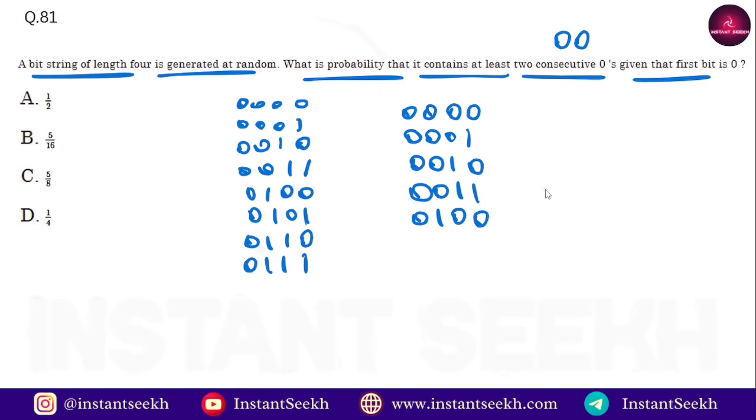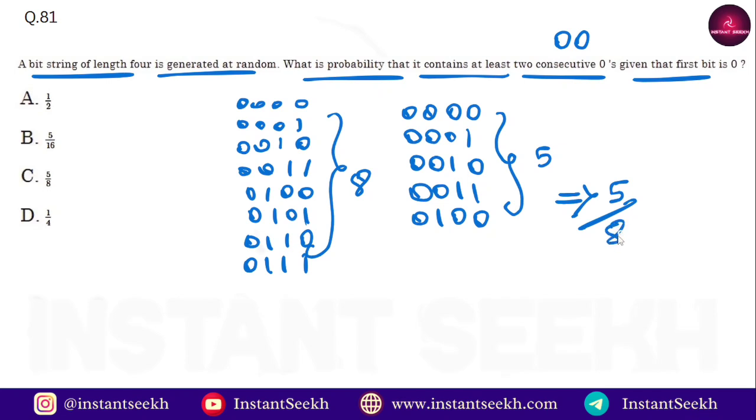So now let's count the number of strings. This is 5, and this is 8. We need to find the probability, so simply it will be 5 divided by 8. So option C will be your right answer, that is 5 by 8 will be the probability. Okay, let's move on to the next.